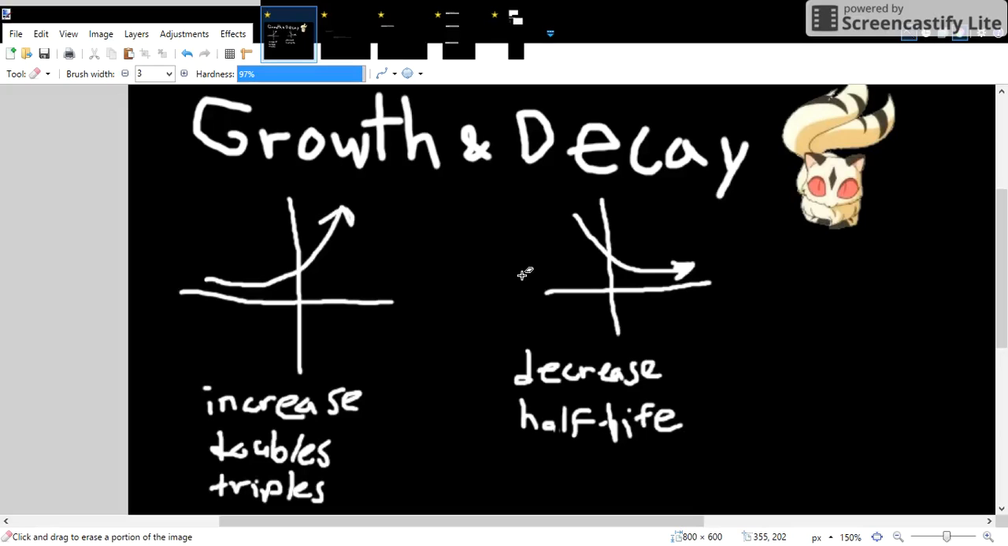Today we're going to talk about growth and decay exponential functions. If you see this graph for the growth, starting from the left, notice that you're going to be increasing. Some key words for growth would be increases, doubles, triples, and of course growing. For decay, when we start from the left side, we're going to be going down, we're decreasing. So keywords would be decrease and half-life.